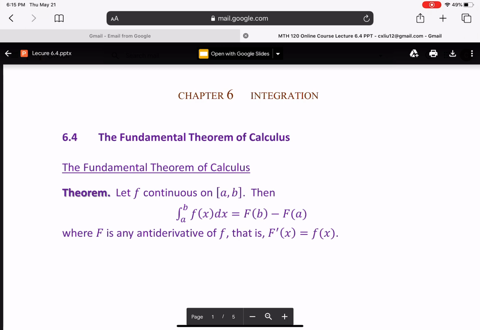So the theorem says, let small f be continuous on the closed interval from a to b, then the definite integral of small f from a to b is equal to capital F of b minus capital F of a, where capital F is any antiderivative of small f, that is capital F prime equals small f. In other words, in order to evaluate a definite integral, you just need to find the antiderivative of the integrand and then evaluate the antiderivative at the lower and upper limits of integration and subtract.